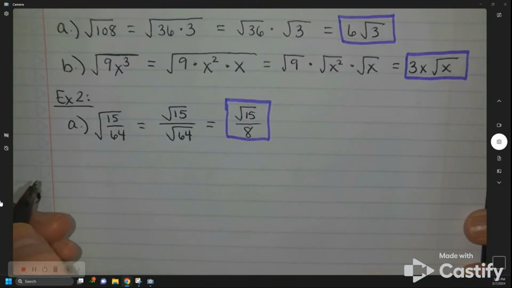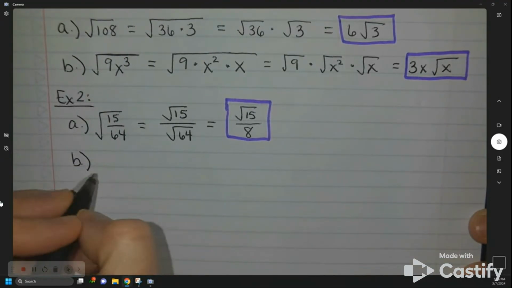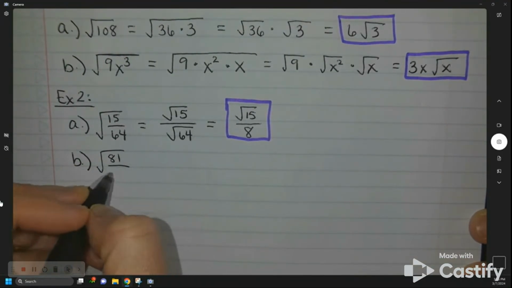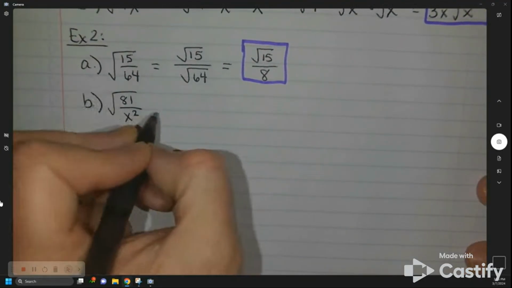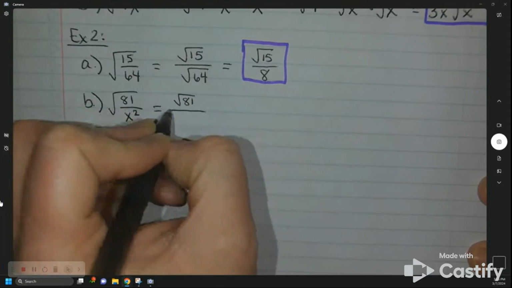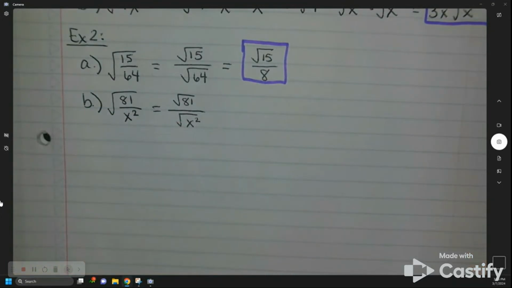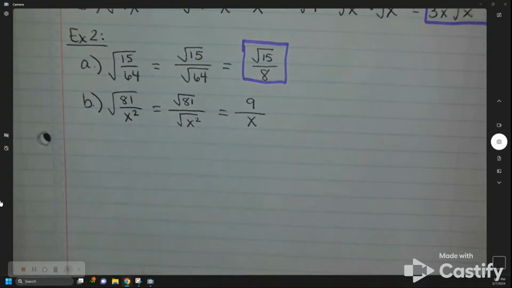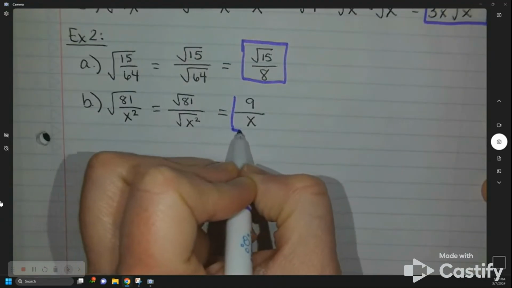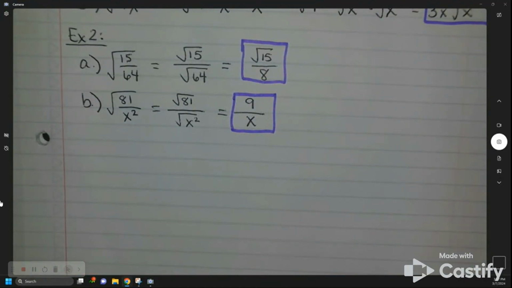All right, so for letter B, we have the square root of 81 over x squared. So now I remember, okay, 81 is a perfect square. So I've got the square root of 81 over the square root of x squared. They both look like perfect squares, so there's nothing I really have to expand inside of those radicals. And then I know that the square root of 81 is 9, and the square root of x squared is x. Now again, if I don't remember what my perfect squares are, or I don't remember what the square root of these numbers would equal, it is absolutely okay to double check those using your calculator. Just remember that we want to put the square root answer into those places.